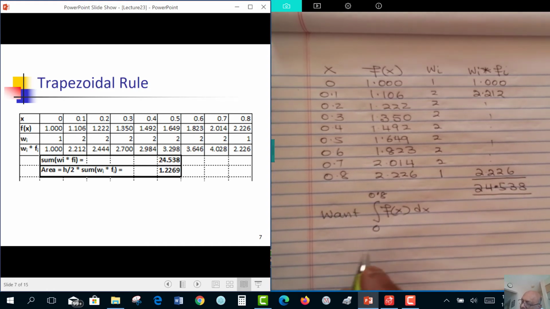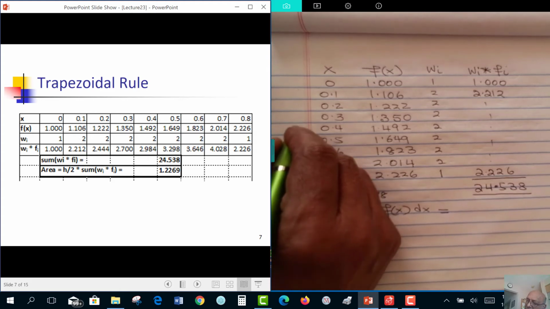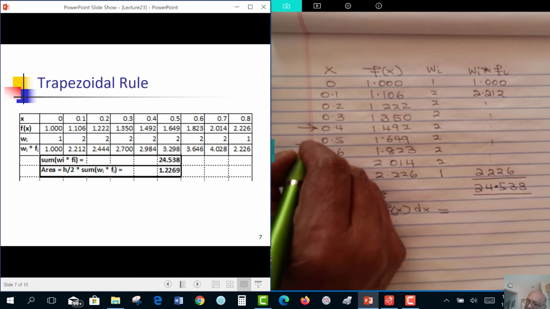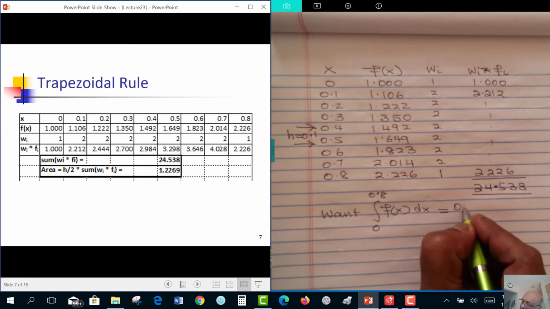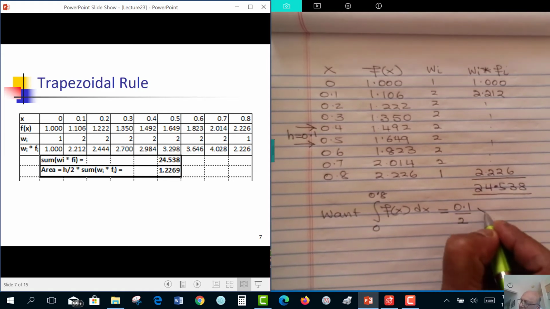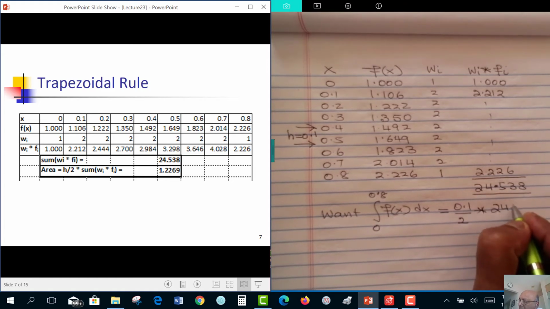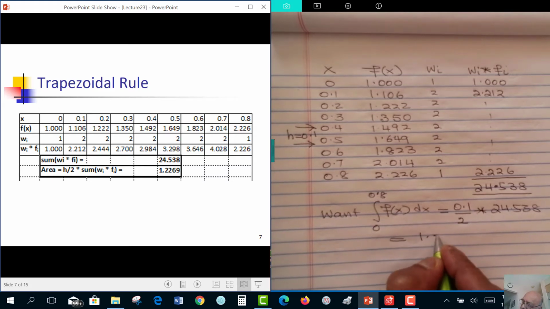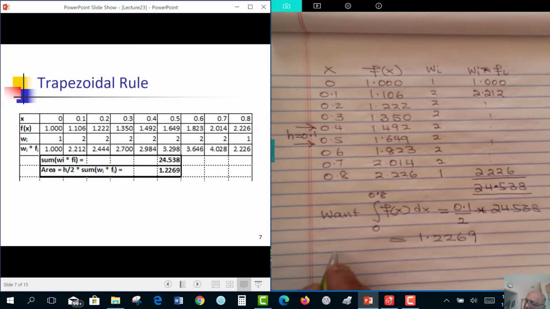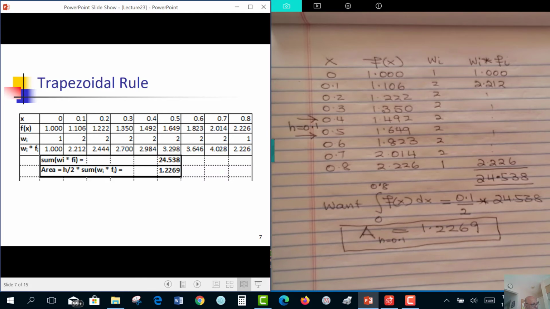So remember, our formula for area was H by 2 times the sum. You can see H is 0.1. And we will get 1.2269. So this is area using a strip size of 0.1 and trapezoidal rule. Let's see how good it is.